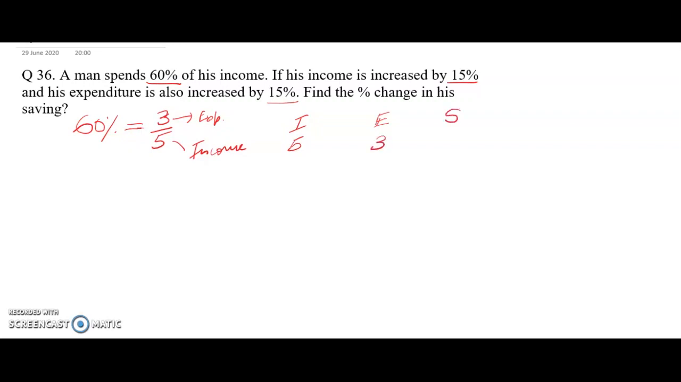So the saving will be how much? 5 minus 3. Income minus expenditure is savings. So we have 2 units. Now let's do one thing in this question. Let's make these units in 100. So 5 into 100, 500, 3 into 100, 300, and 2 into 100, 200. Now the question says, if his income is increased by 15% and his expenditure is also increased by 15%. So there is an increase in income as well as expenditure, which is 15%.